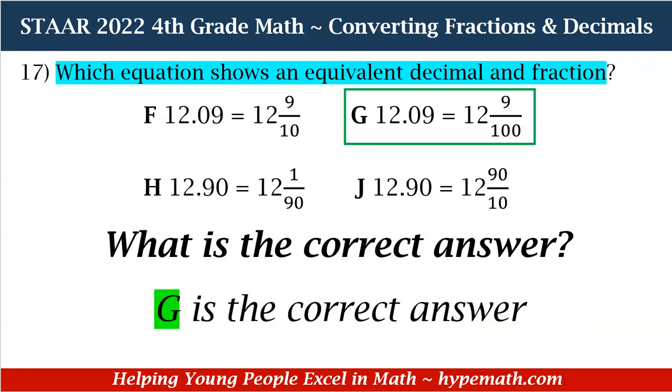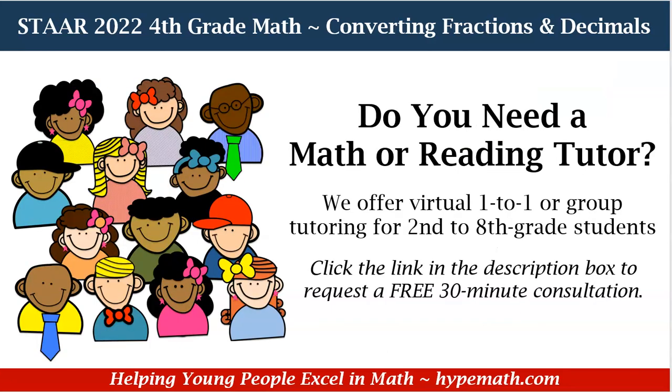Awesome if you said G. That is our correct answer. 12.09 is equal to 12 and 9/100. And that is it for converting fractions and decimals, part 3.